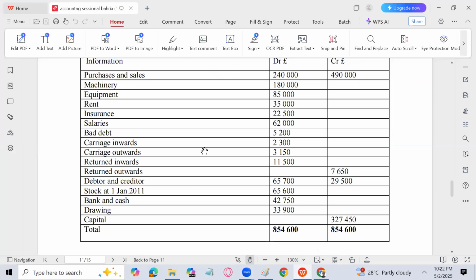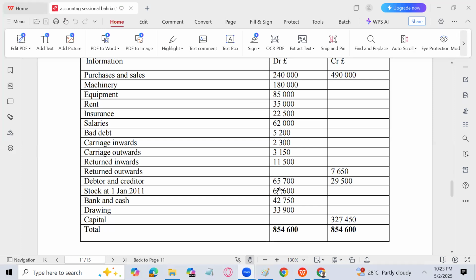Carriage outward expenses are given, rent expenses given, insurance is given, salaries are given, bad debts are also given, 5,200. I am taking all the amounts from this trial balance actually.